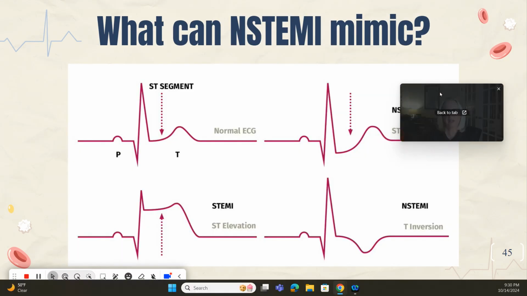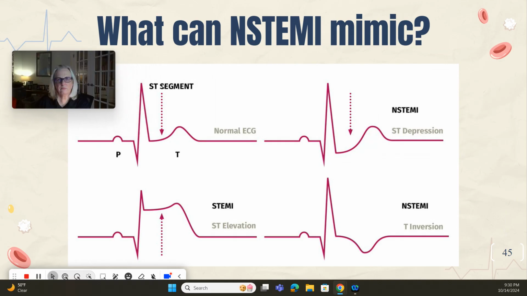All right, so what does a STEMI mimic? Our regular EKG looks like this, right? Our ST segment is right on the baseline. In an NSTEMI, we sometimes see some depression. A regular STEMI, it's up high. And in an NSTEMI, you might see a T-wave inversion. These both lead us to believe that there's some sort of ischemia, like I said. But just because it's ischemic doesn't mean they're having a heart attack. So it's kind of misleading.